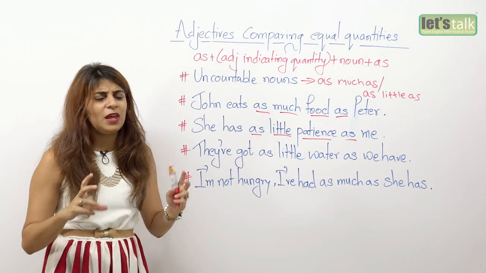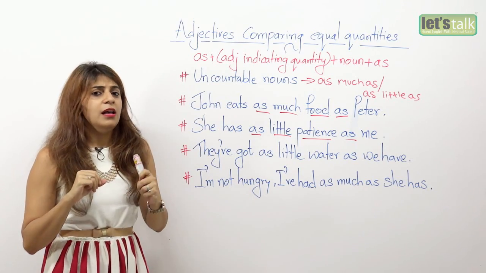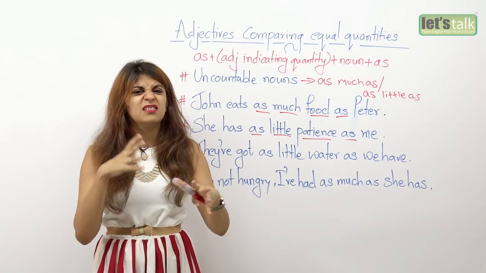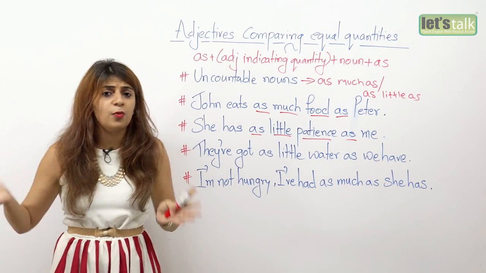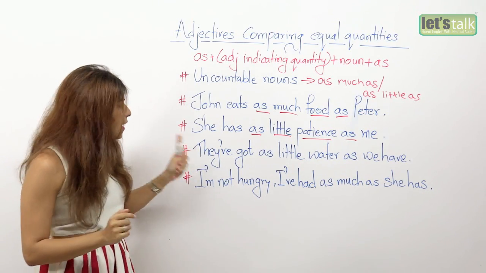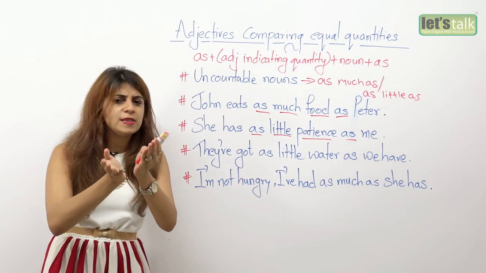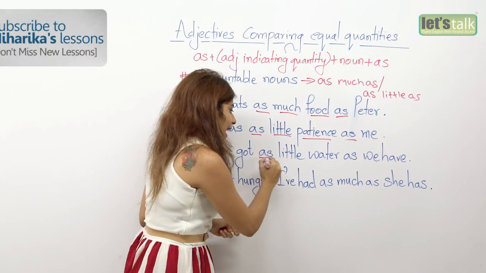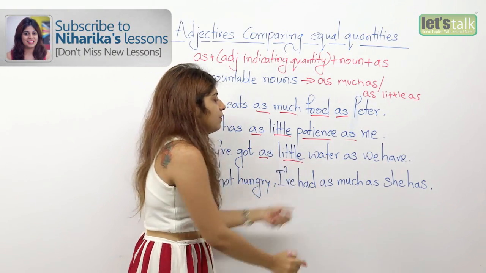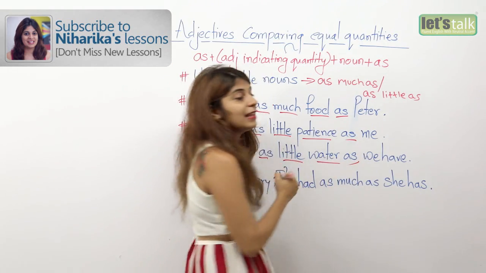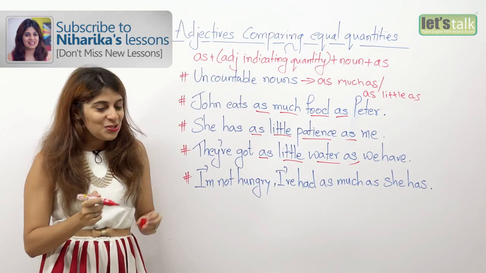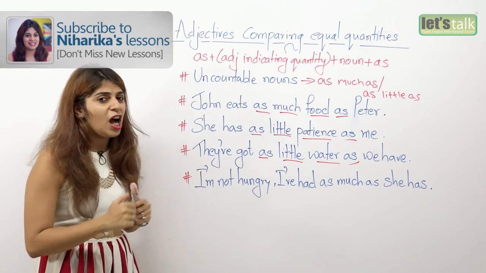So probably we have very little water in our house. And guess what? Even she has almost the same amount of water that we have left. So again, we are comparing almost the same quantity. They have got as, little is your adjective, water is your noun, and then you end with the word as, right? And then the last one, well, I'm not hungry.